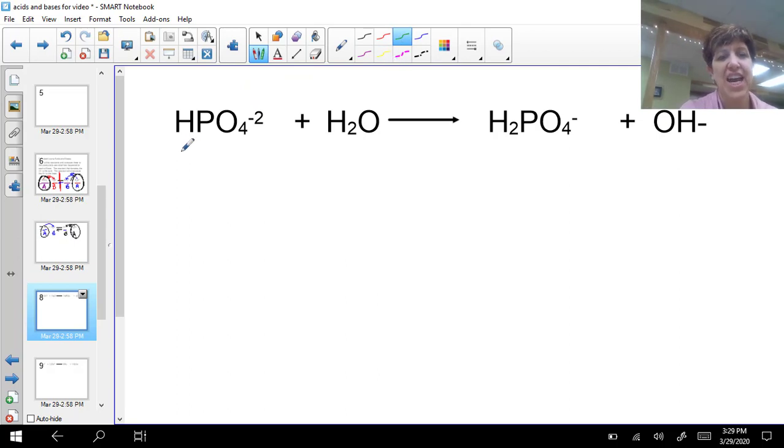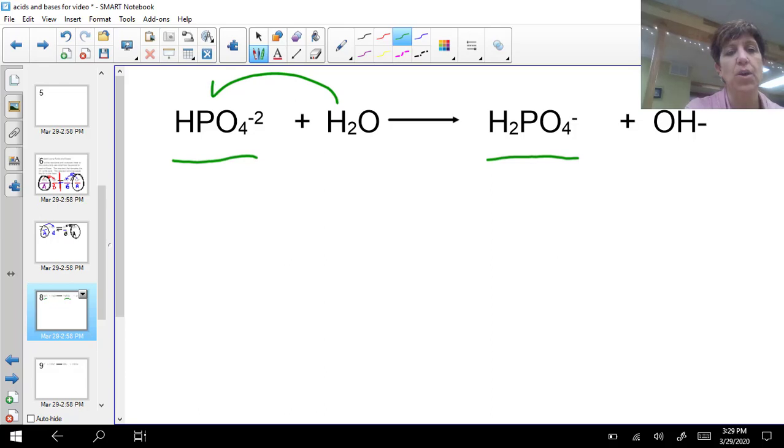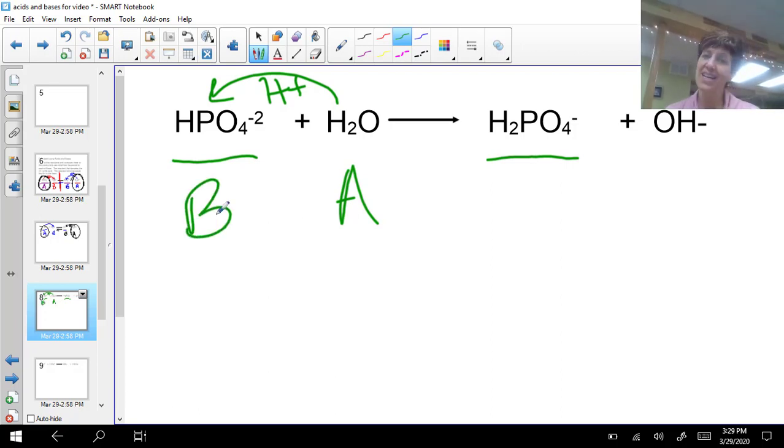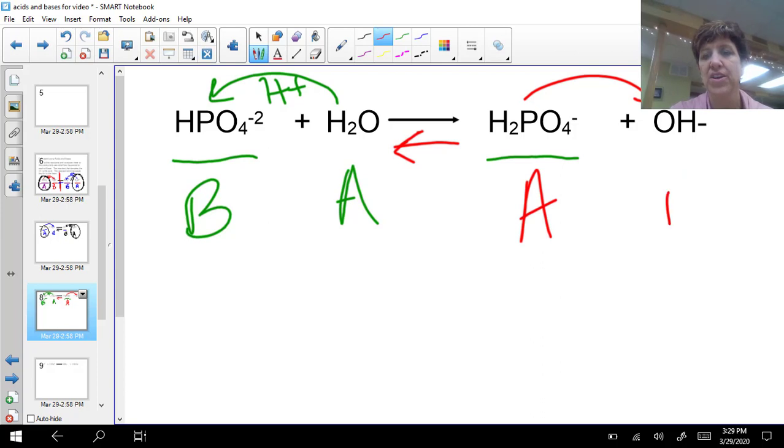All right, next one. HPO4 minus 2 becomes H2PO4. It's getting an H plus, so my H has to go this way in order for it to gain an H plus. So this must be my acid because it's giving it away, and this is gaining it, so it's my base. Now I do the reverse reaction, and H2PO4 is going to give an H to this to make it water. So this is the donator, and this is the acceptor.